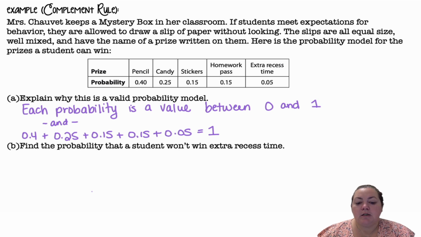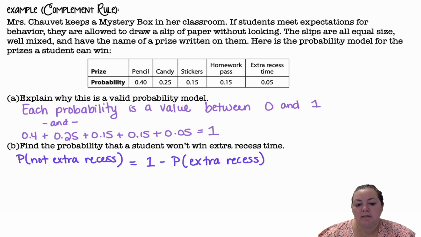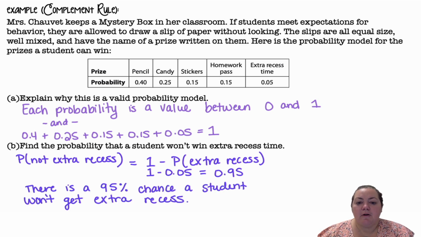Find the probability that a student won't win extra recess time. Okay, well, the probability that they do win extra recess time is 0.05. The probability they don't win extra recess time is the complement, so it's 1 minus the probability that they do win extra recess time. So it's 1 minus 0.05, which is 0.95. So there's a 95% chance that a student won't win extra recess.